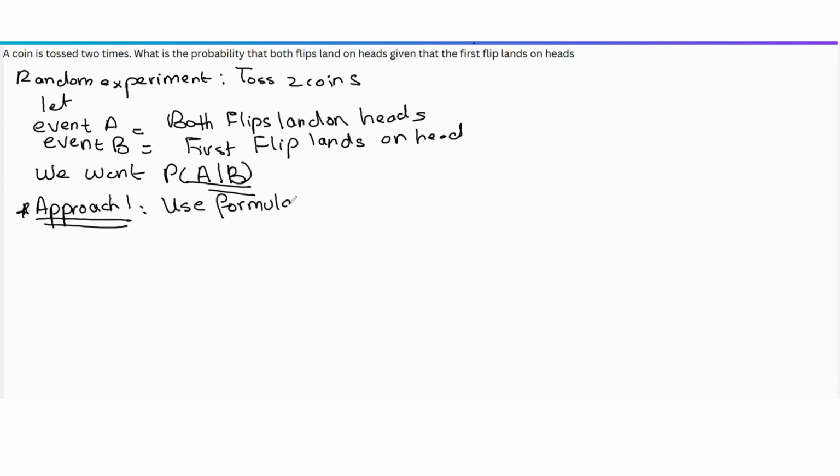And what is the formula? Let's just look at that. We know the formula is probability A given B is probability A and B, the comma just means and or intersection, divided by probability of B. So we're just applying the formula.